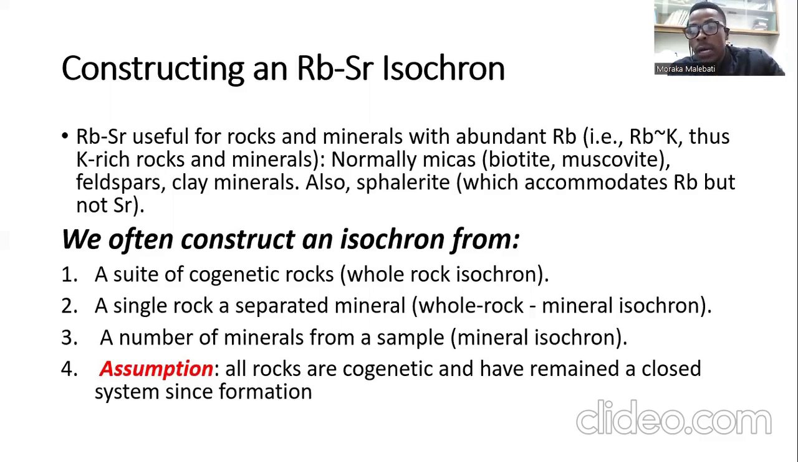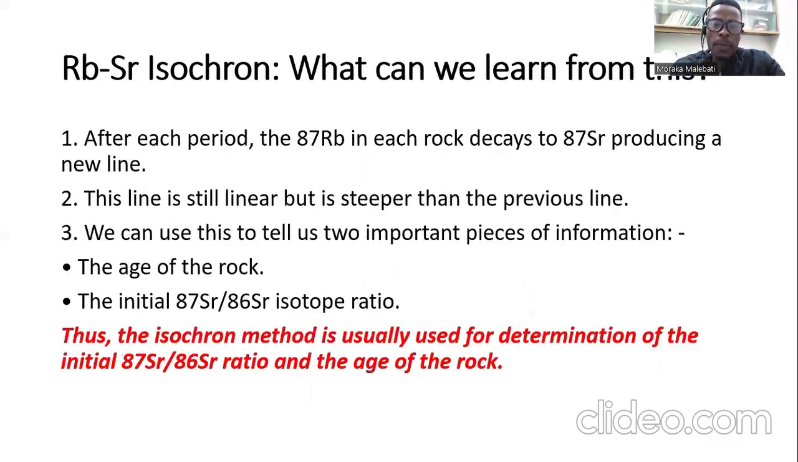Okay, so when we say closed system, it means the rate of production of the daughter isotope will equal the rate of production of the parent isotopes. And when we say the rocks are cogenetic, it means that they were derived from the same parental magma. This is the assumption we need to keep in mind, especially for this.